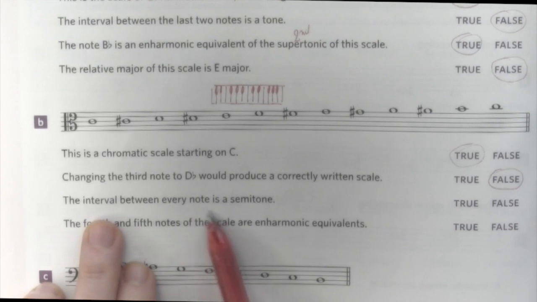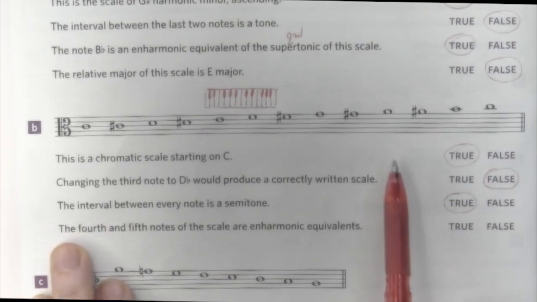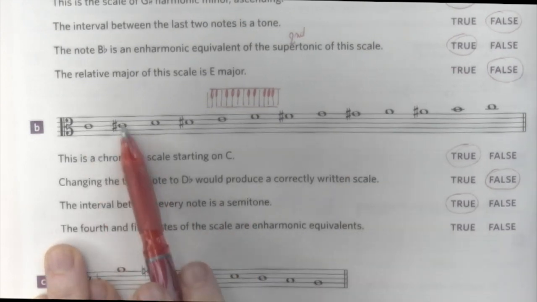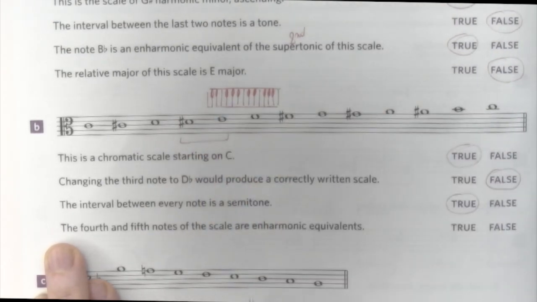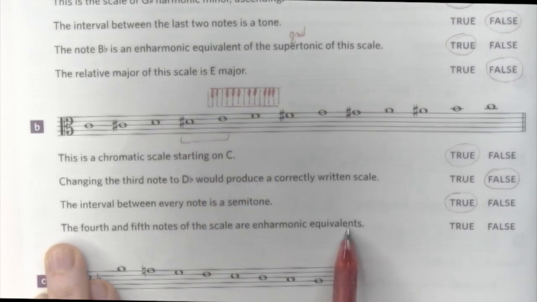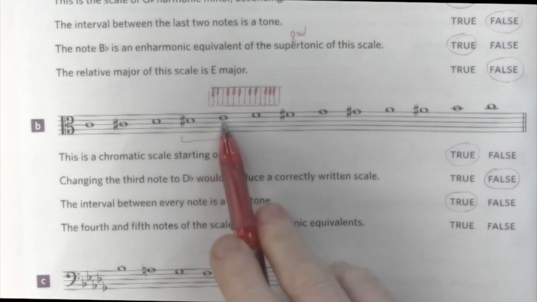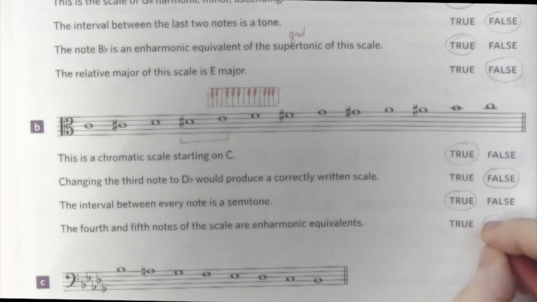The interval between every note is a semitone. Yes, it is, because it's a chromatic scale correctly written. The fourth and fifth note, 1, 2, 3, 4, okay, 4th and 5th, these two, are enharmonic equivalents. No, because the scale is correctly written. This is re sharp and this is mi. They are not the same button, the same key. So this is false.